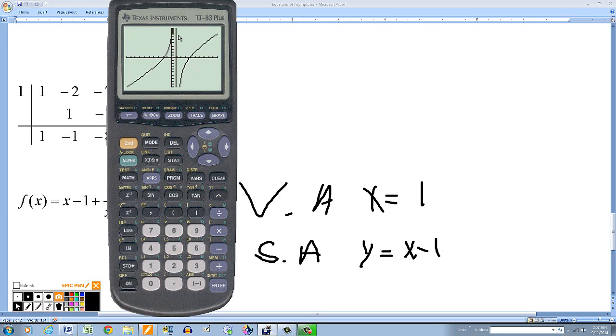So here's my vertical asymptote, x equal to 1. And then the slant asymptote or oblique asymptote goes right through here, right here and here.